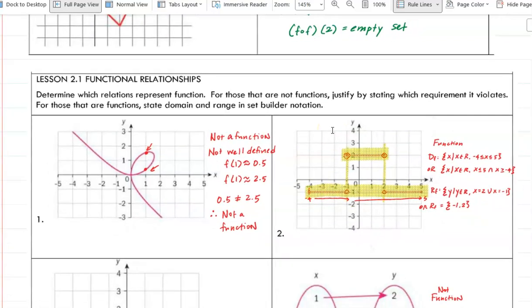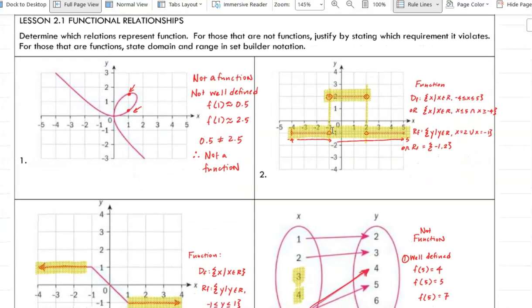Just a quick overview of 2.1. We talked about the two defining properties that make a relation a function. One that you are fully aware of prior to coming into my class, and then a second characteristic or property that you might not be aware of.